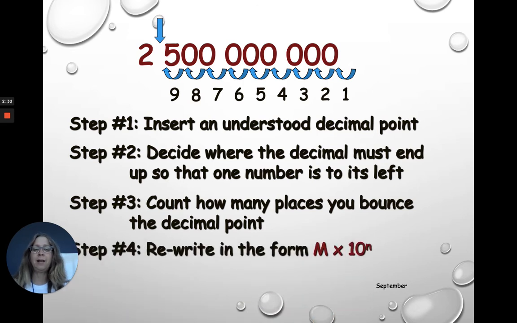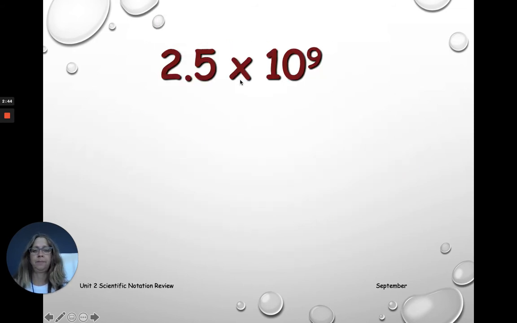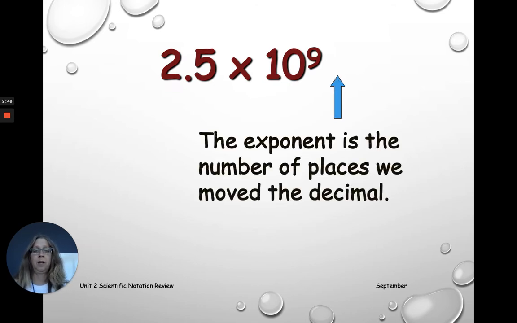And then we rewrite it in the form of m times 10 to the nth. And m would be this number here, and the 10 would be how much we bounced the decimal point. So it would be 2.5 times 10 to the 9th. Again, the exponent is the number of places we moved the decimal point.